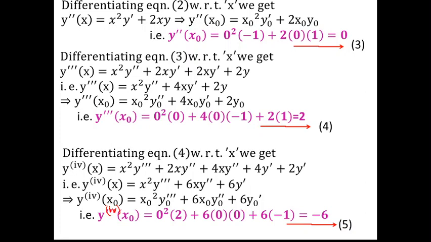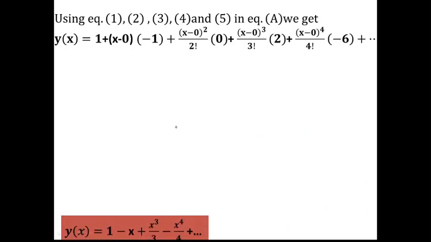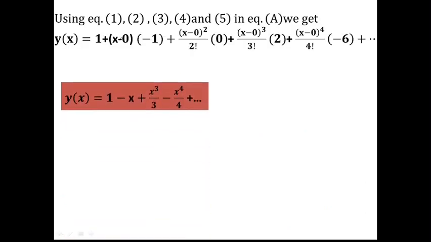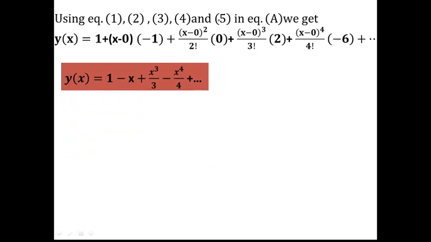Okay, now putting all these values in equation A, that is using equations 1, 2, 3, 4 and 5: equation 1 for y at x0, 2 for y dash at x0, 3 for y double dash at x0, 4 for y triple dash at x0, and 5 for the fourth derivative of y at x0. So putting all these values in equation A, we get the series expansion for the function as this one.